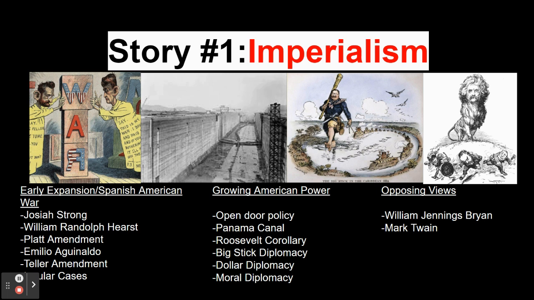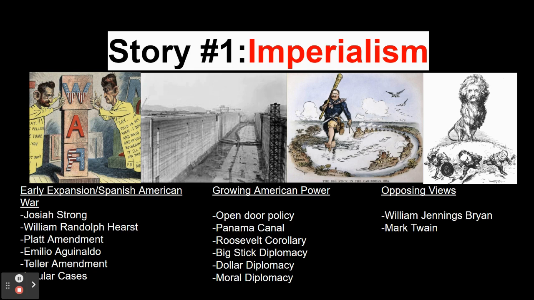And Teddy Roosevelt's policy of imperialism is going to be called big stick diplomacy. It's based off of an African proverb that says, speak softly and carry a big stick and you shall go far. The idea being that Teddy Roosevelt was willing to negotiate with other countries, but when push came to shove, he wasn't afraid to use the military in order to empower the United States.